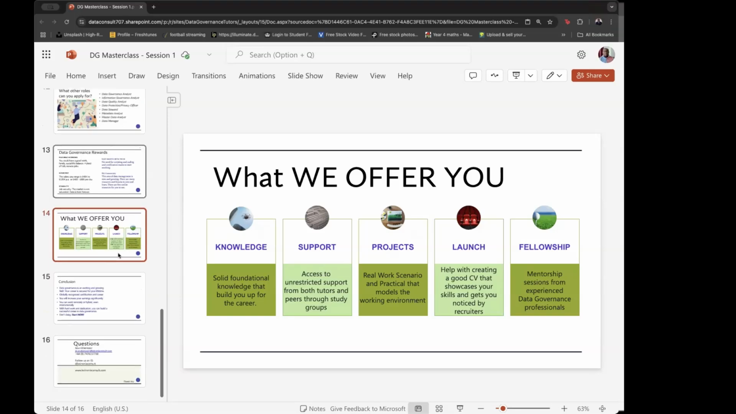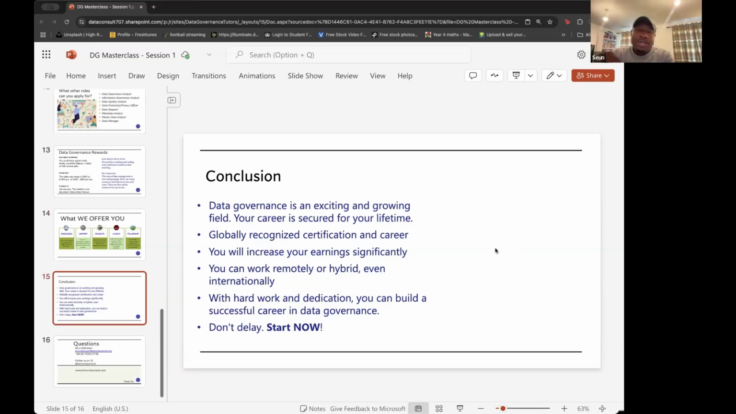So, in conclusion, data governance is an exciting and growing field. Your career is secured because data governance is not going anywhere, so you'll be here for a lifetime. I dare say you can enroll for a globally recognized governance certification. You can have the opportunity of working remotely. Some people are even living in Nigeria and working outside.